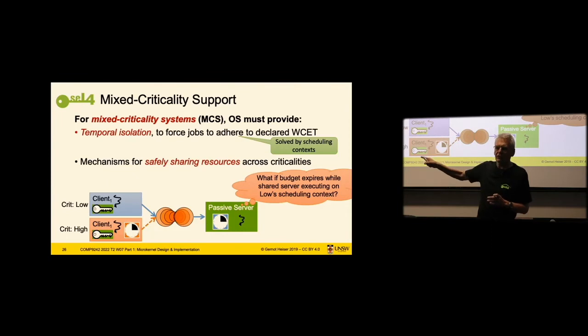But that doesn't solve the issue of what happens when the client, and the client might be malicious, right? It might know what its budget is and just wait till just before expiry and then call the server and then block out the other critical thread. So we need a way to recover from that. And of course, what's the proper microkernel way of doing this? Take memory management. Let the user deal with it? Make it the user's problem, exactly.